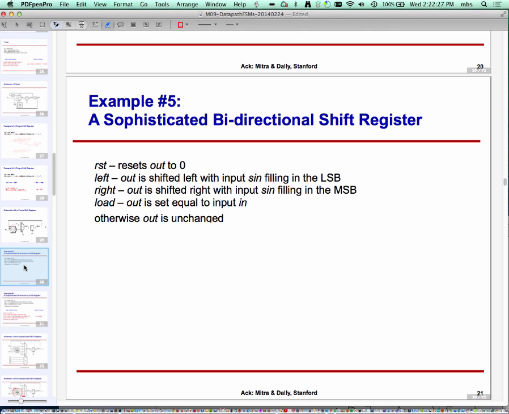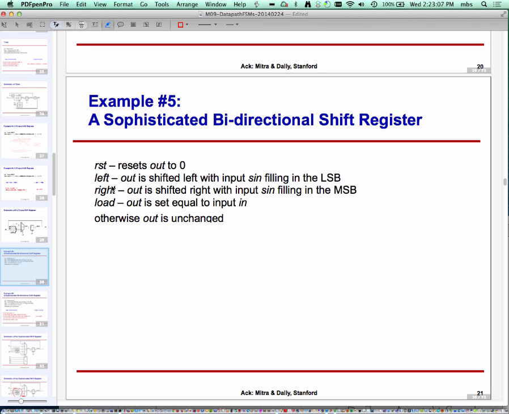So this register has a reset input as before, which will make the content 0. But now it has a left control. Whenever left is high, out is shifted left with input SIN filling in the LSB. If, on the other hand, right is asserted, then out is shifted right with input SIN filling in from the MSB side. And then finally, there is load, in which case I take a parallel word and load it into the register. So I can load data serially from left, from right, or I can load all the n bits into my register in one go. And otherwise, out is unchanged.